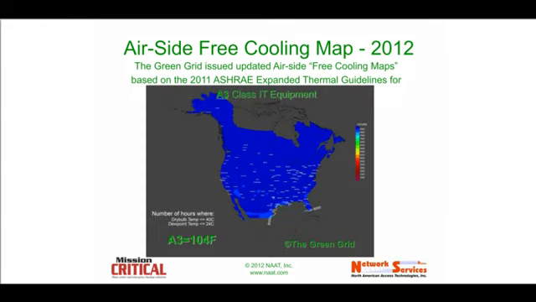And finally, if we were to look at A3, which is the next generation of equipment that's pretty much coming out this year and next, you can see how the entire U.S. and Canada is completely covered by this blue area, meaning we could go to 100% free cooling with A3 equipment.